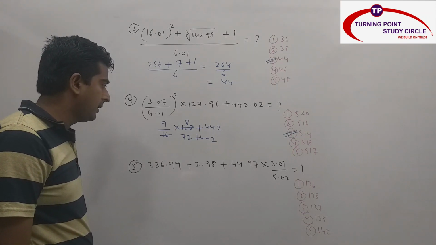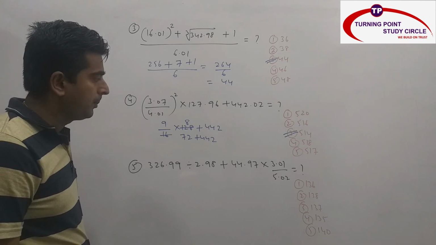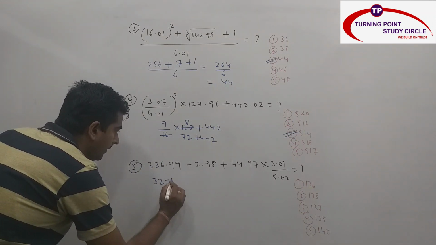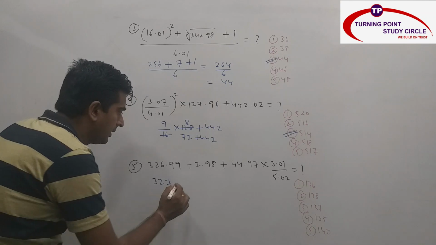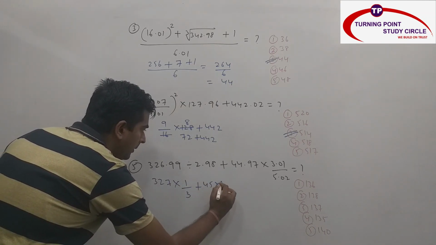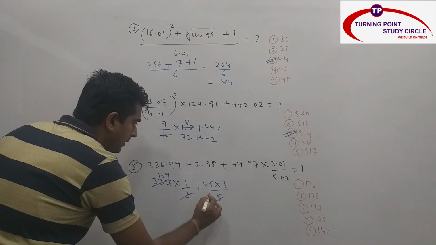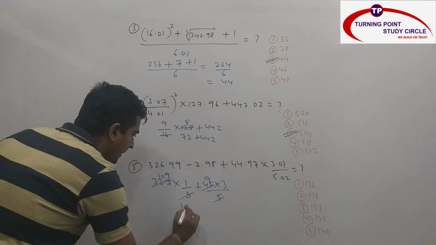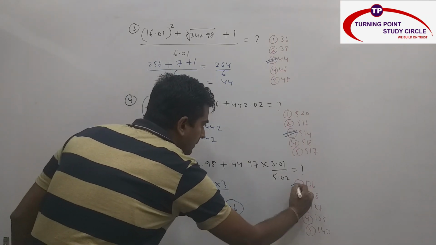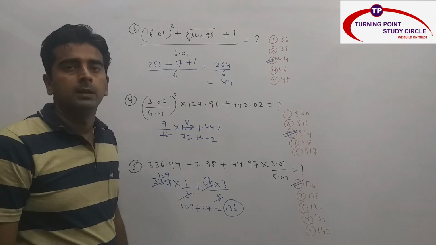Last one, 326.99 divided by 2.98 plus 44.97 into 3.01 divided by 5.02 is equal to question mark. This is 327. Divided is nothing but reverse that number and use multiplication, into 1 by 3, plus 45 into 3 divided by 5. 3 10s are 30, 3 9s are 27, 5 9s are 45. So 109 plus 27, what is my answer? 136. My answer is nothing but first option, which is 136. So I hope you are clear with Speed Max.